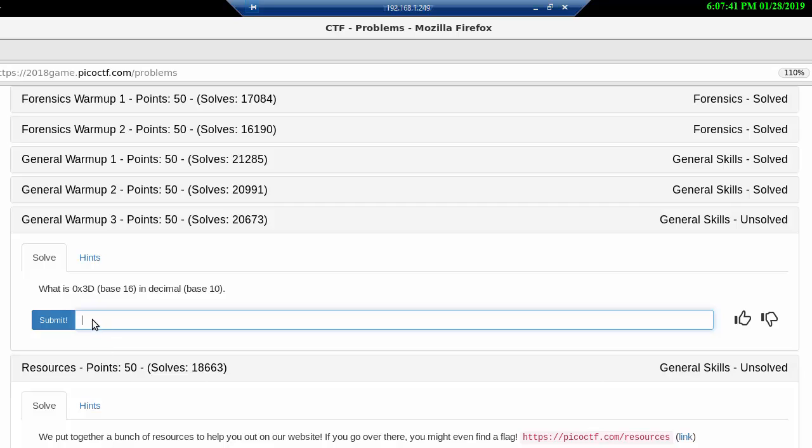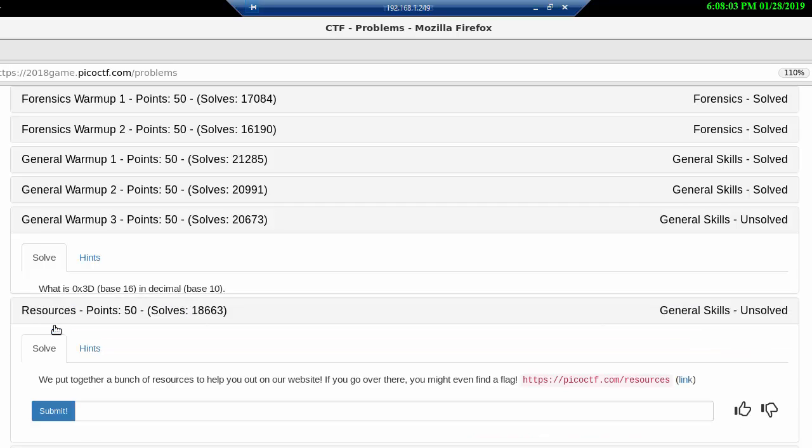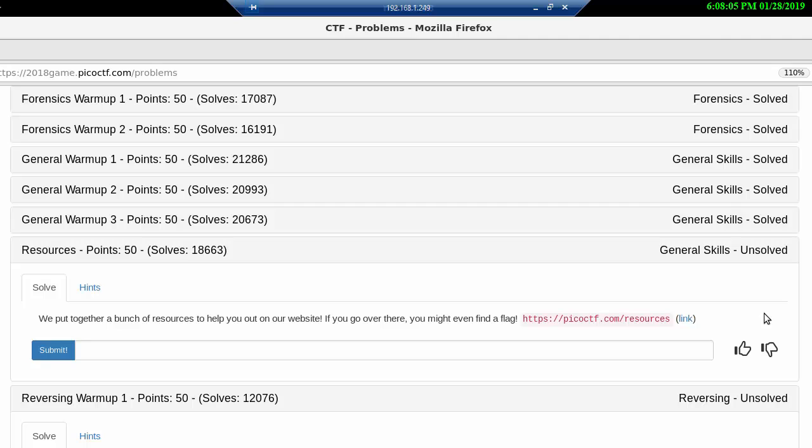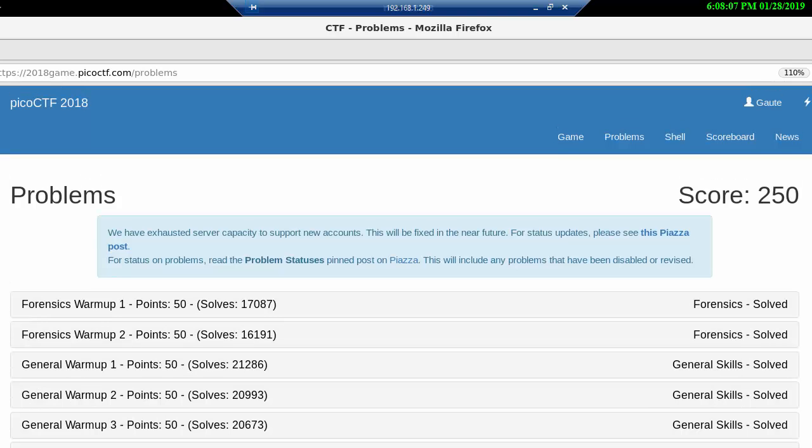We are going to submit our answer, which starts with pico and CTF in capital letters, our brackets, 61 as our answer, closing bracket, and submit. And that is correct. So we solved that one too, and we now have a score of 250.